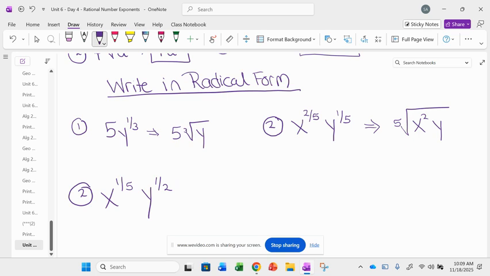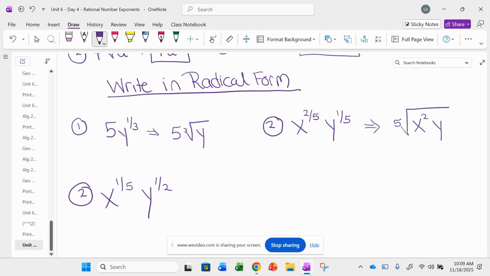All right, what have I done? Violet? Yeah, they're not the same index anymore. So in order for me to change this to one radical, I need to make them the same index. But because the exponents are written as fractions, I could always create equivalent fractions, right?